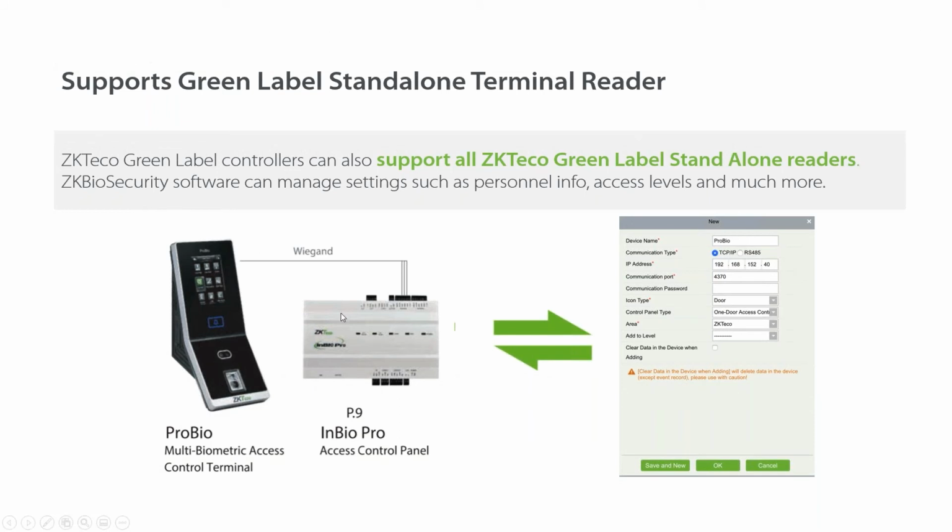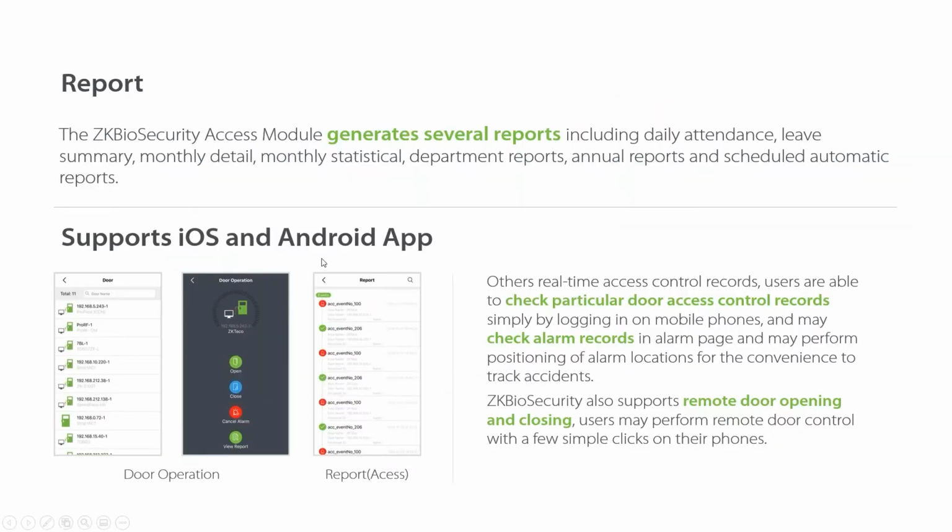And as I said, it supports green label terminal readers, not only controllers. Here, this image I don't find too good because, as you can see, it implies that the ProBio terminal needs to be connected by Wiegand to the controller in BioPro. It shouldn't; that wouldn't be the case. ProBio is a green label and can be added directly to the software. Then there are reports, and an iOS and Android app, with which we can open a door remotely.